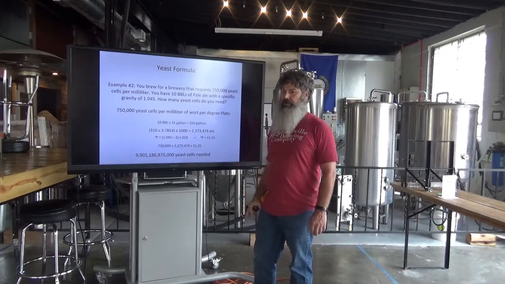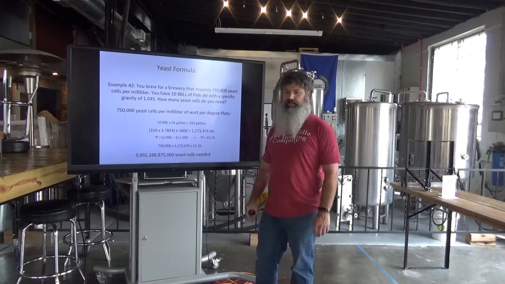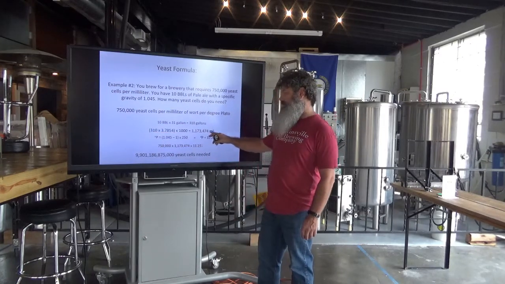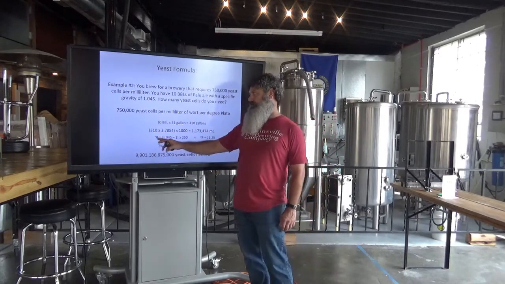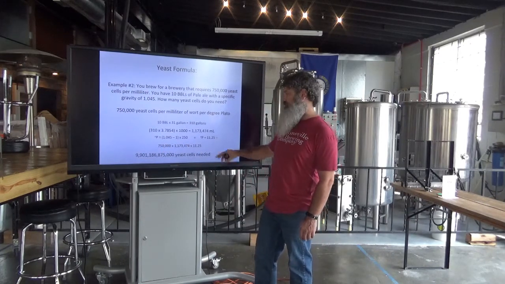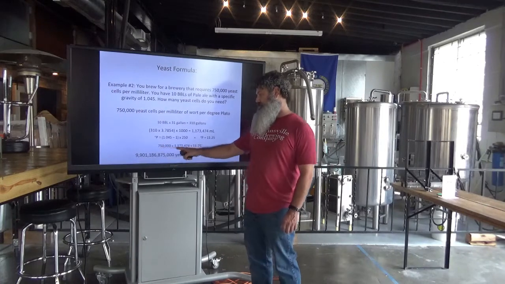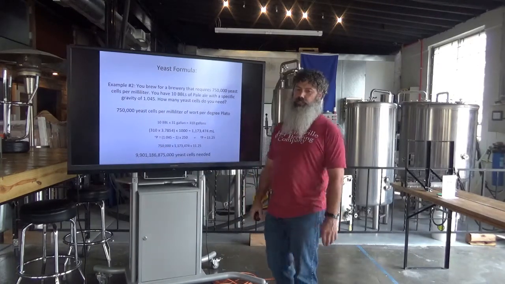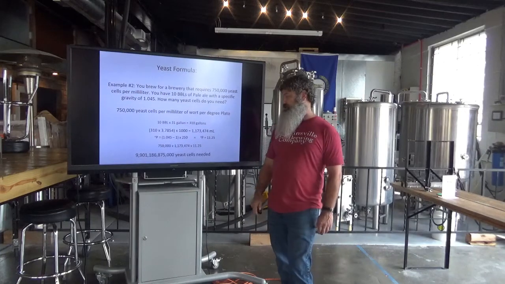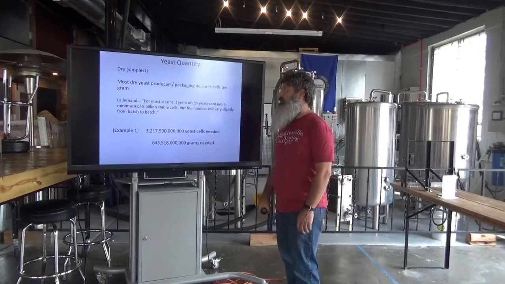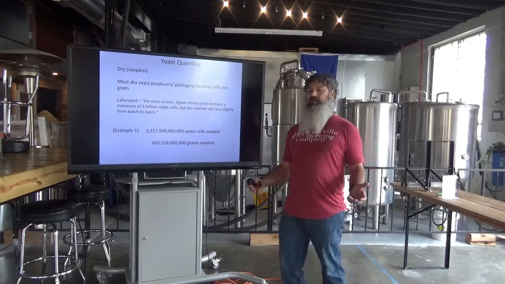Multiply that by 31. That's going to tell you how many gallons of beer you're going to have. You convert gallons into milliliters. We're going to convert our specific gravity to Plato, which is going to give us 11.25. And we just multiply that all together. And you can see we end up with just under 10 trillion yeast cells. Again, seems like a lot. Okay, so what does that really equate to?